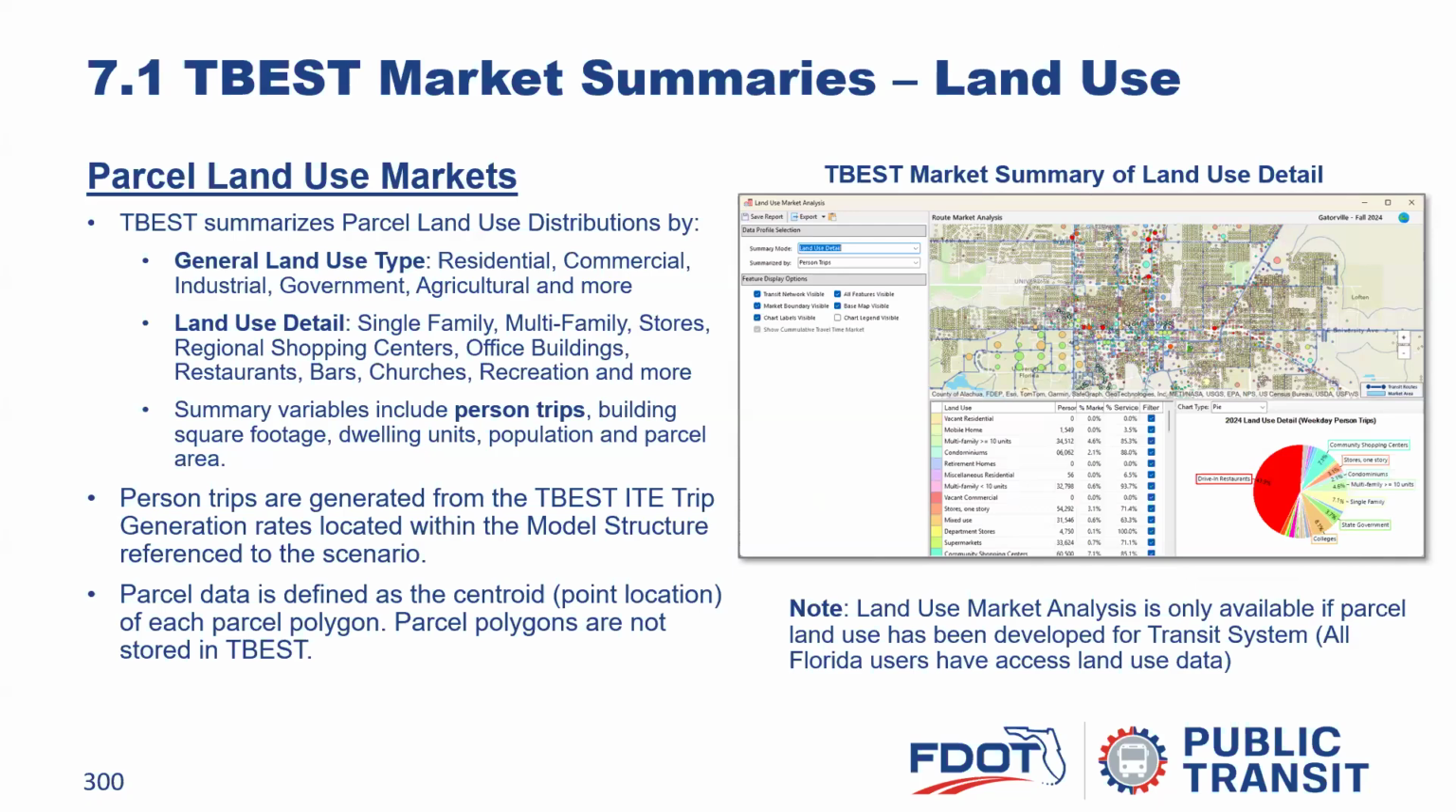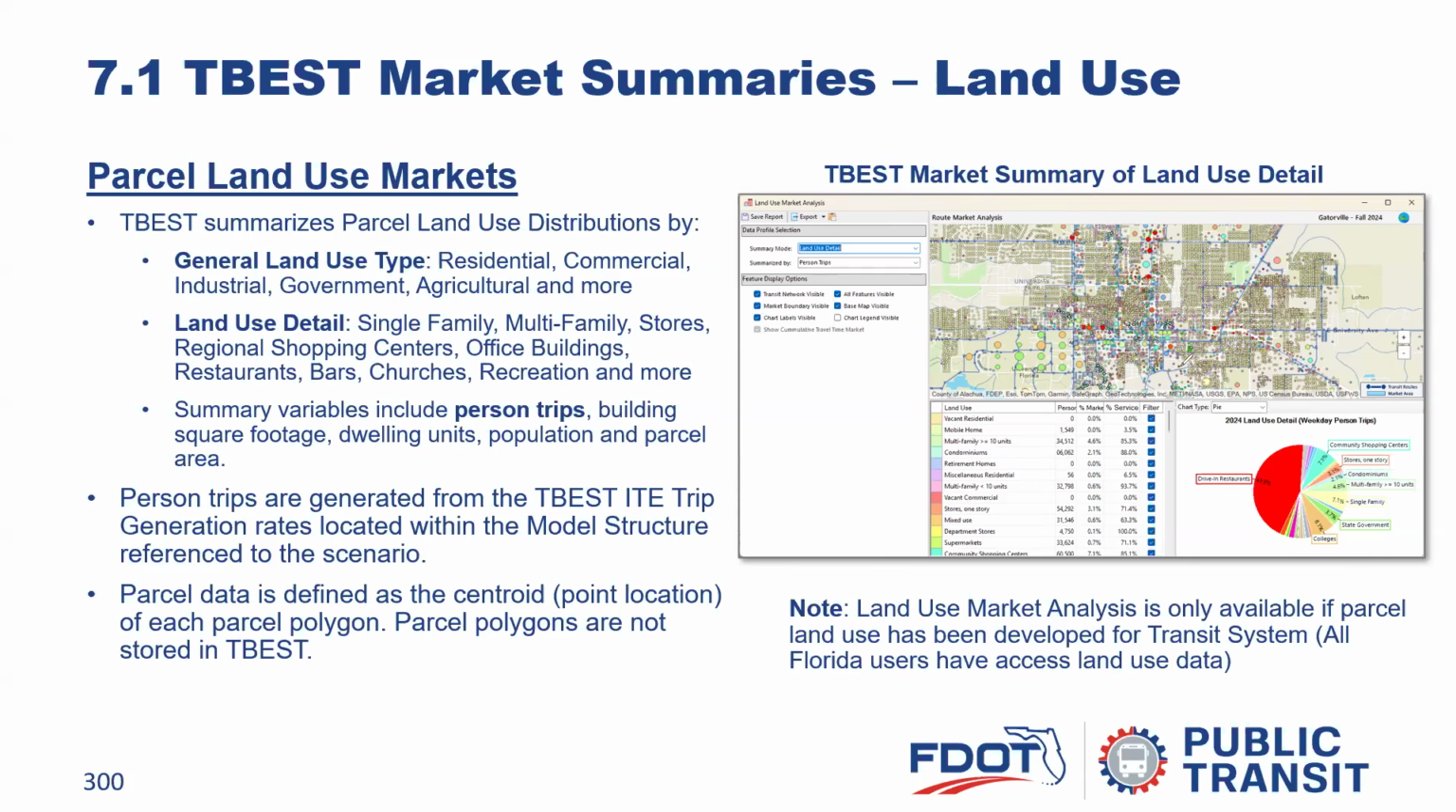All right, so we also have parcel land use markets. T-Best summarizes parcel land use distributions by general land use type, so residential, commercial, industrial, government, agricultural, and more. You also have detail, so you can get to single family, multifamily, stores, regional shopping centers, office buildings, bars, churches, etc. All of those can play out in your market analysis. You can see the example on the right here where you have this route market analysis. You have multiple routes selected.